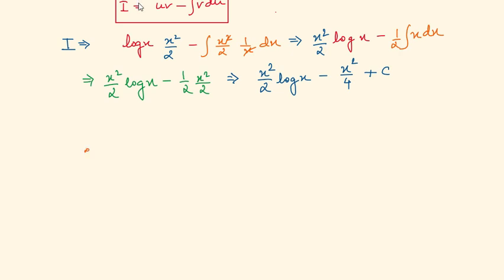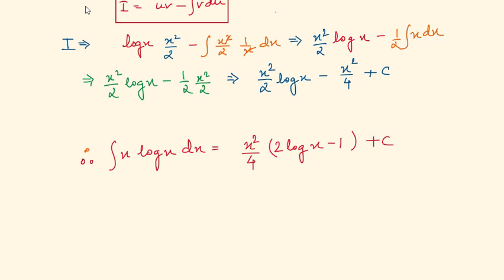So therefore, the integral of x log x dx is equal to, let me take x square by 4 as common, and we have then 2 log x minus 1, plus c. And that's it for this question.